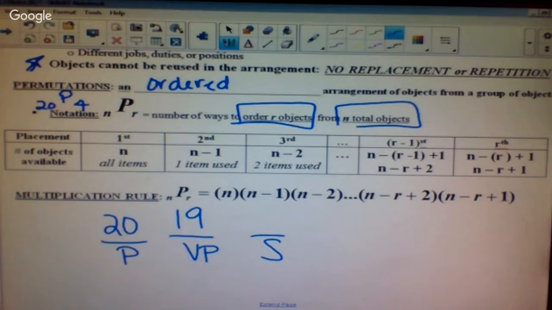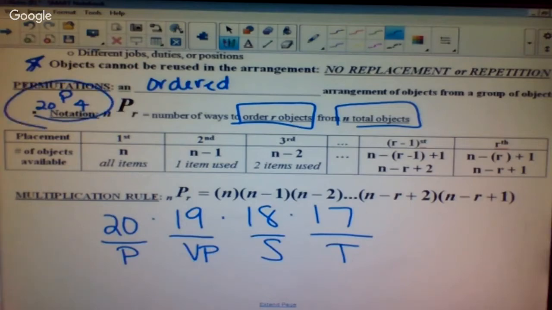Okay. I now need a secretary. 18. I now need a treasurer. 17. This is how you would do it when we did it before. This is now the new notation, and your calculator will do all that for you. You don't have to write it out anymore. So 20 times 19 times 18 times 17 means 20P4. I start with 20 people, and I need the first 4 to fill in my spots. So I start at 20, and I go 4 spots over and multiply all those numbers together.